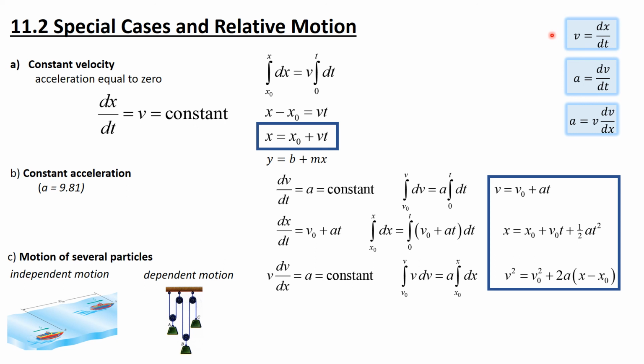Velocity is change in position with time. Acceleration, you can either get from change in velocity with time, or acceleration is velocity times change in velocity over change in position. So don't forget about this little relationship for acceleration too, where our constant acceleration equations come from.